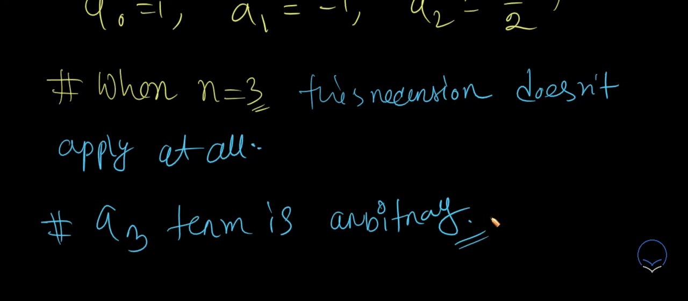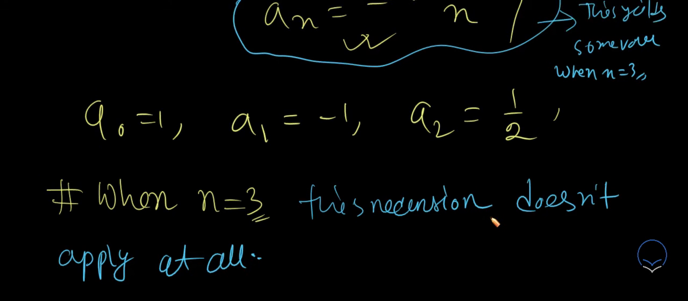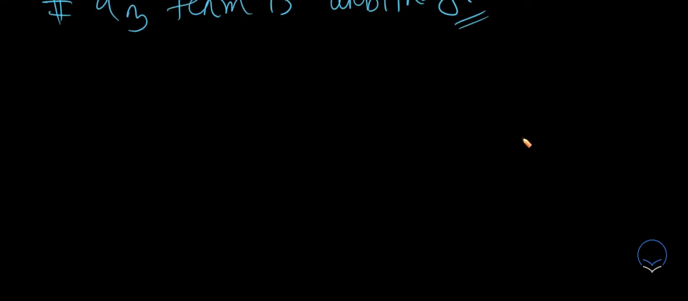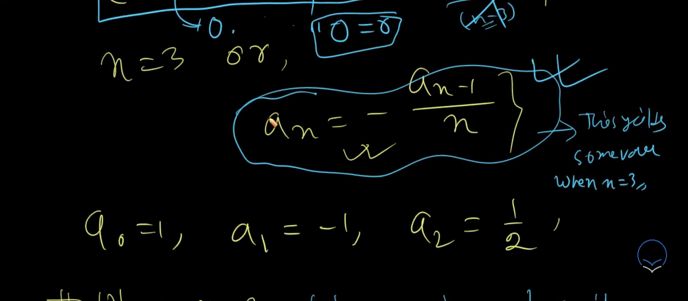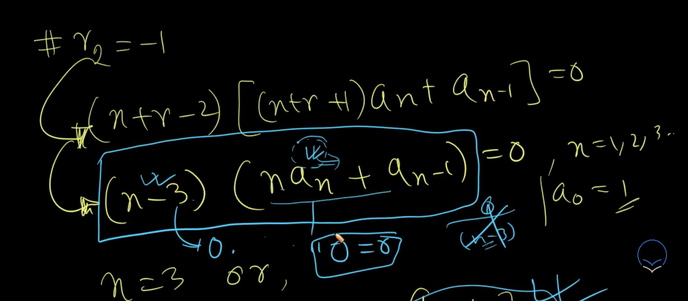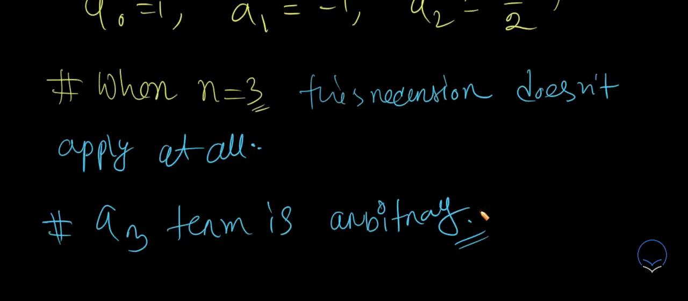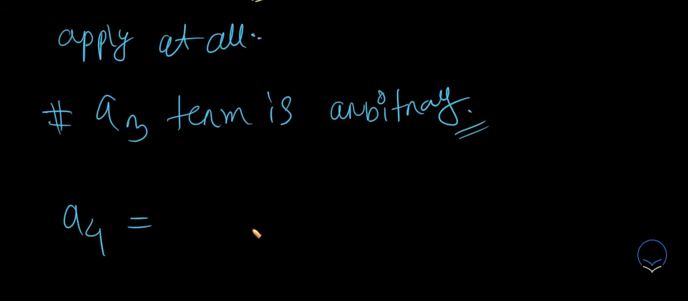So we cannot possibly find a value for this a3. But we are fine to find a4 because we found a1, a2. So we won't be calculating this a3, rather we'll take it as something arbitrary. However, we can find this a4 using this formula over here, because when n equals 4, nothing goes wrong over here, because this becomes 1 and this guy can be 0. So when n equals 4, we will find something like 1 minus 4 a3.